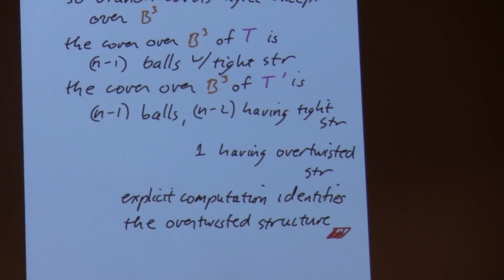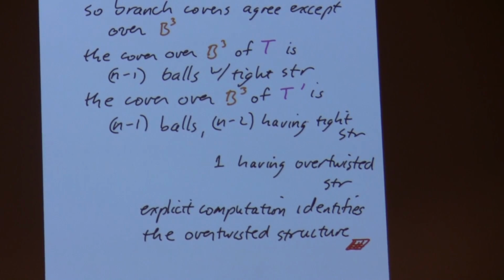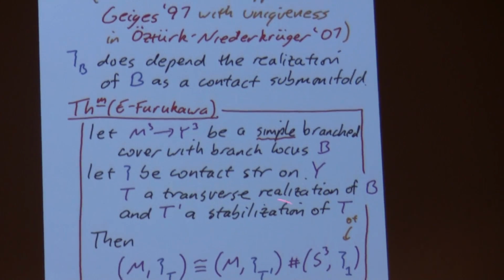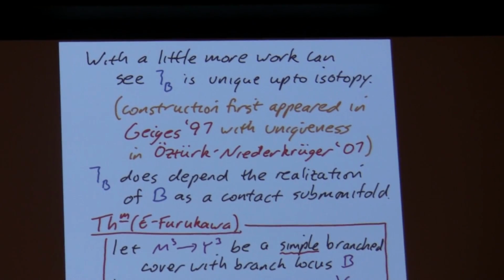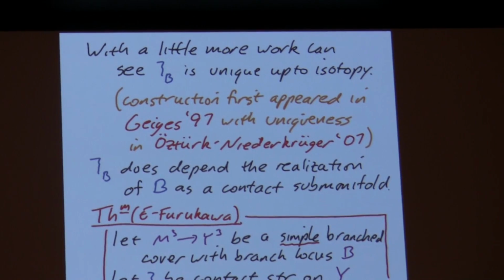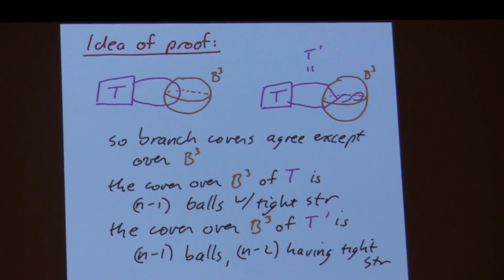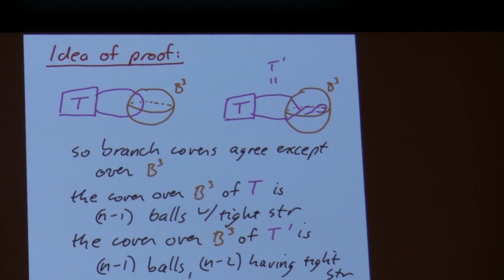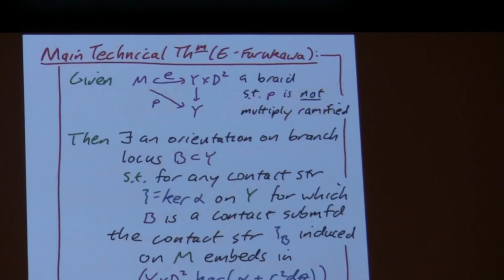Okay? You okay with that? All right, good. Anyway, this will actually be very useful for us later on, but it's just nice to see the way that the realization of the branch locus as a contact submanifold comes into play. Okay, good. So that's branch covers. But we're not interested in branch covers, we're interested in braidings, right? So let's bring braidings into the picture.